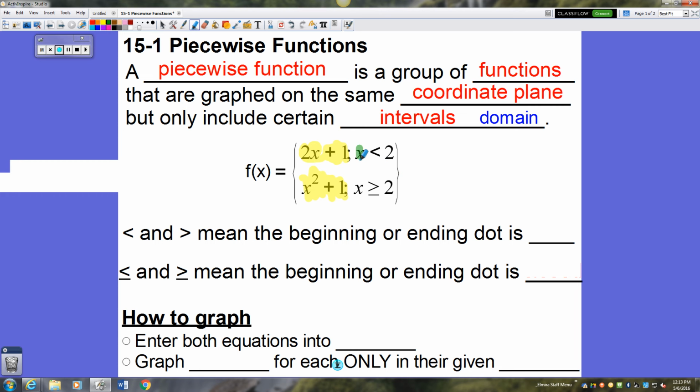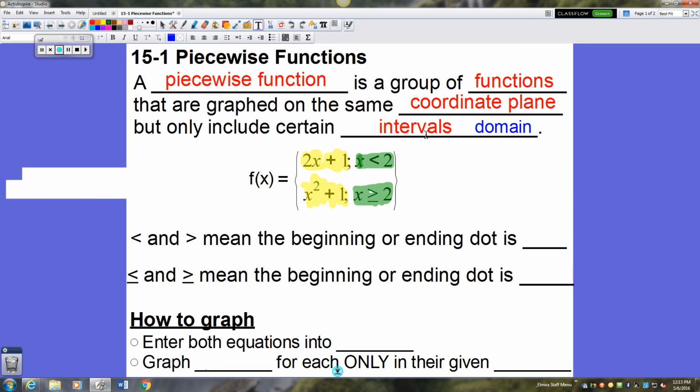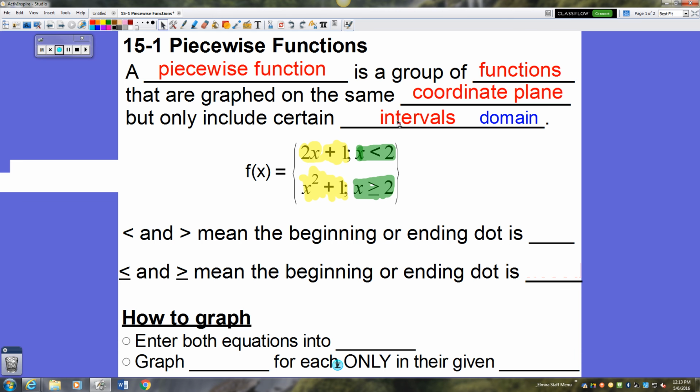The second part, and sometimes they use a semicolon, sometimes they just space it out, sometimes they'll just put a vertical line there, but the second part of it is an inequality that tells you the interval or the domain. Okay, so these are the functions, these are the interval domain.